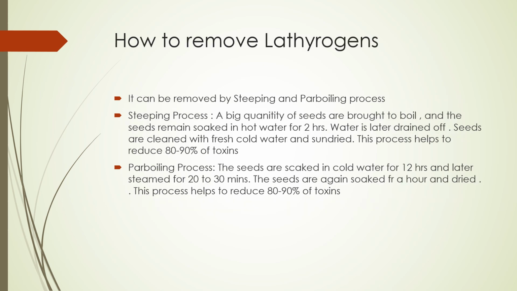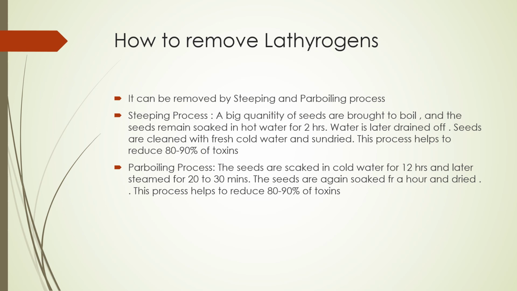How to remove lathyrogens? It can be removed by steeping and parboiling process. So steeping, a big quantity of seeds are brought to boil, and the seeds remain soaked in hot water for 2 hours. The water is later drained off. Seeds are cleaned with fresh cold water and sun dried. This process helps to reduce 80 to 90% of toxins.